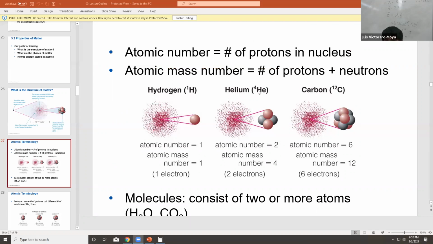Helium, which is the alpha particle, has an atomic mass number of 4: 2 protons and 2 neutrons, sorry. Protons and electrons are the same, 2 and 2, but 2 neutrons there, 2 neutrons, 2 protons.